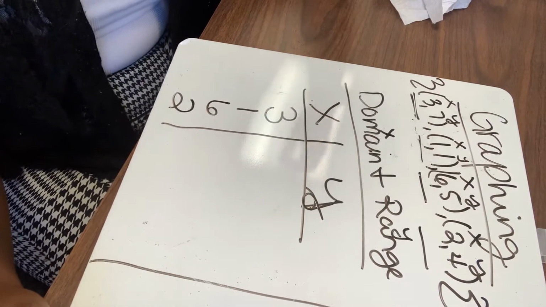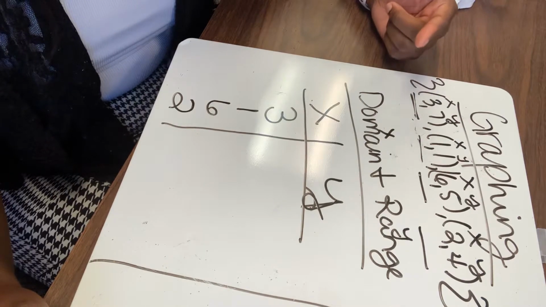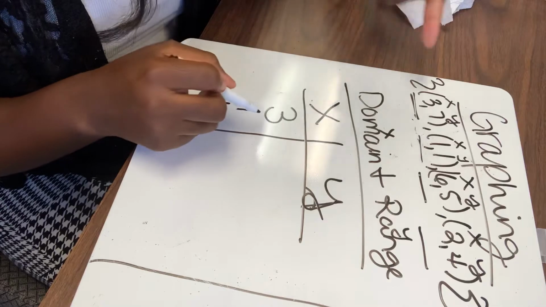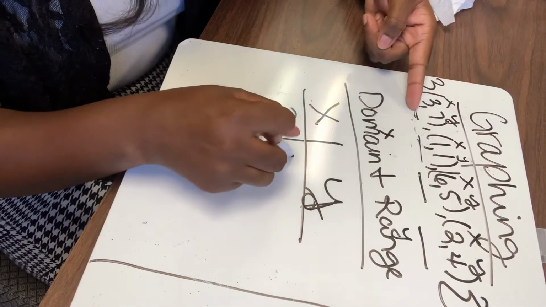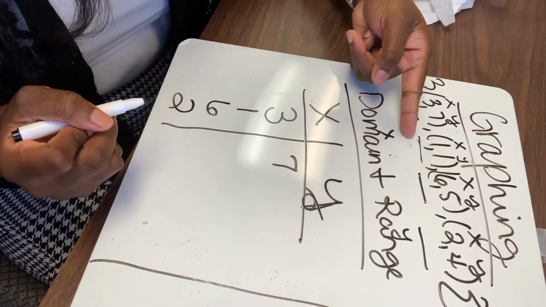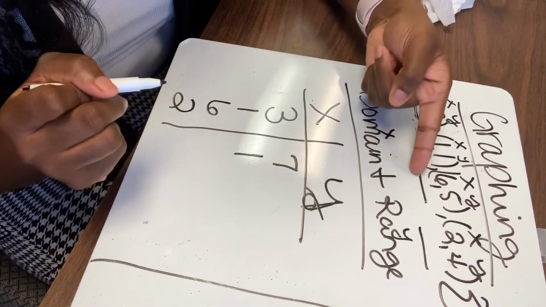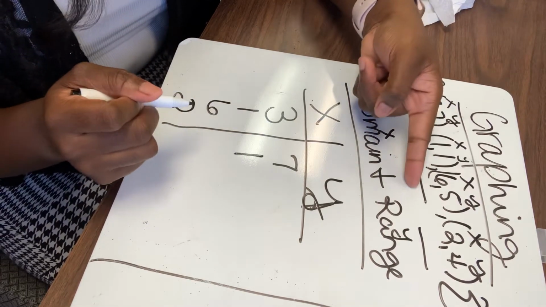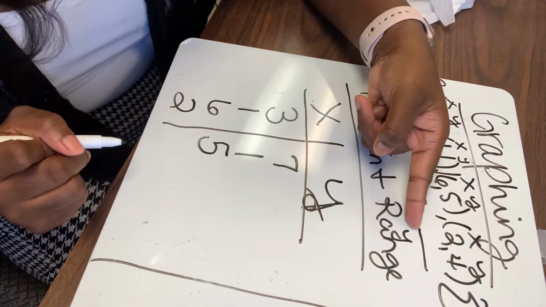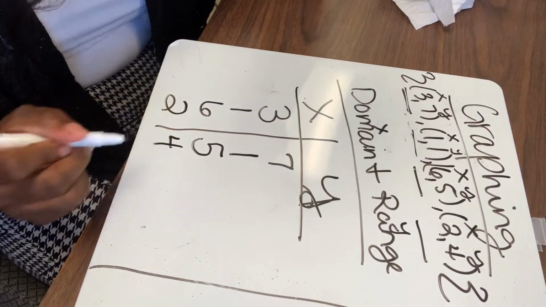So now let's find our ranges. Okay, so our ranges are always going to be our y values. We know that 3 is our domain here and our range here is going to be 7. All right, we know right here our domain is 1 and our range is going to be 1. Right here our domain is 6 and our range is going to be 5. And right here our domain is 2 and our range is going to be 4.